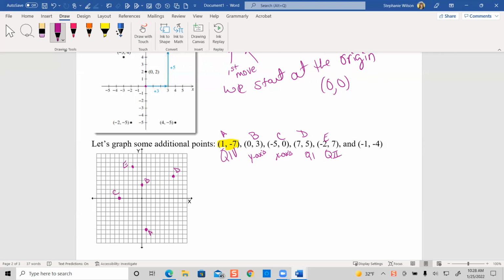So let's do this one and call it F. Start at 0, 0. X is negative, so we go to the left one. And then we're going to go down because y is negative. 1, 2, 3, 4. And there's my F, and that's quadrant 3. Okay, so that's plotting and locating those points.